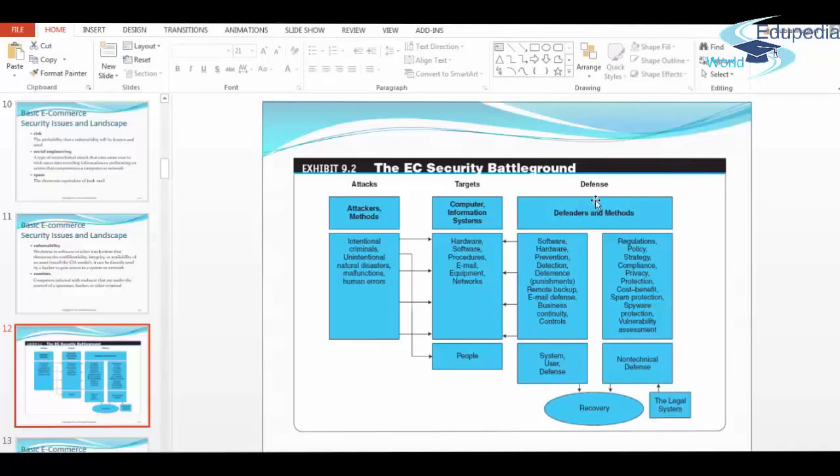Okay, people. Defenders and methods. Defenders: software, hardware, prevention, detection, deterrence, punishments, remote backup, email defense, business continuity controls. So system user defense, and then you have non-technical defense like regulations, policy, strategy compliance, privacy protection, cost benefit, spam protection, spyware protection, vulnerability assessment, all of these. Defense mechanisms help in recovery, and the policies and regulations are actually the legal system that enforces the defense systems. All right, so this is the general electronic commerce security battleground.